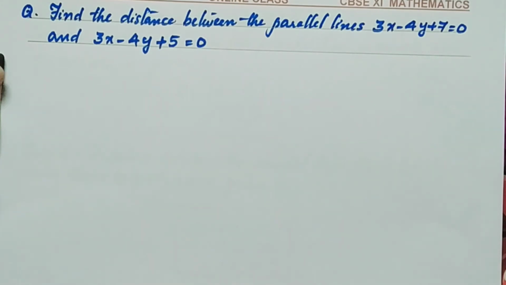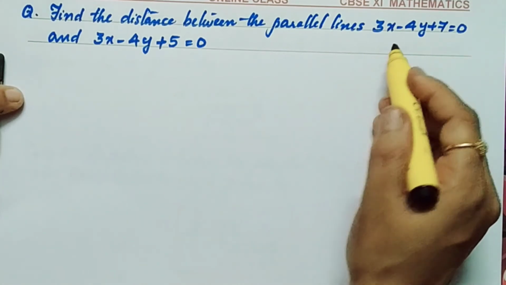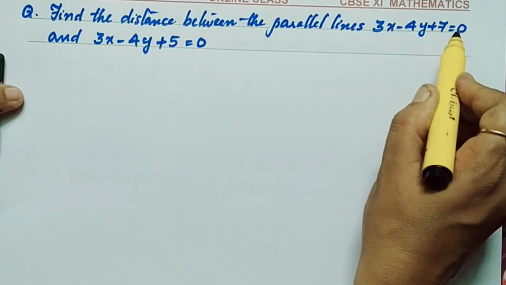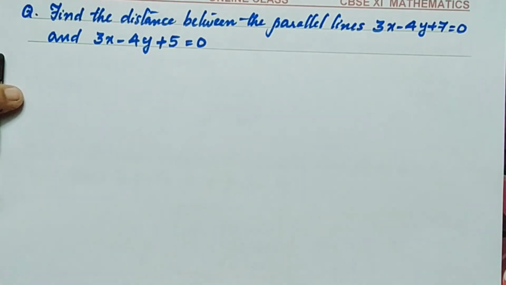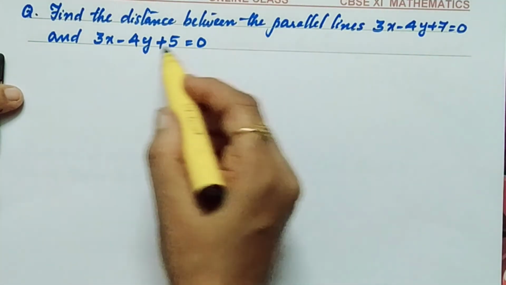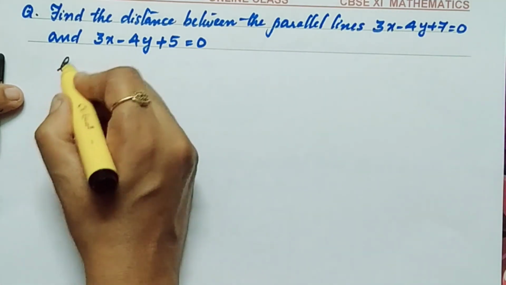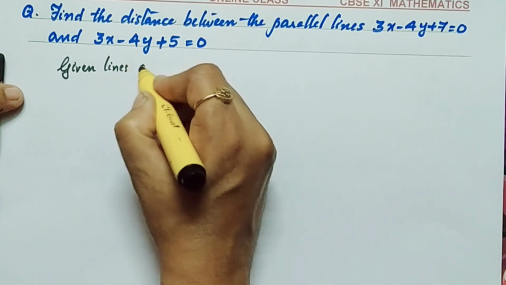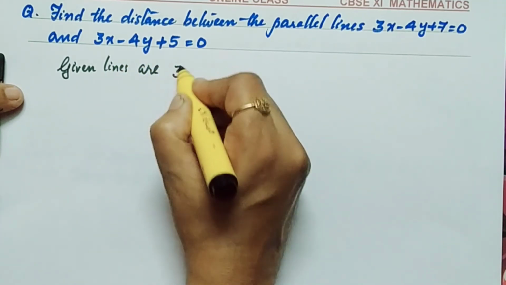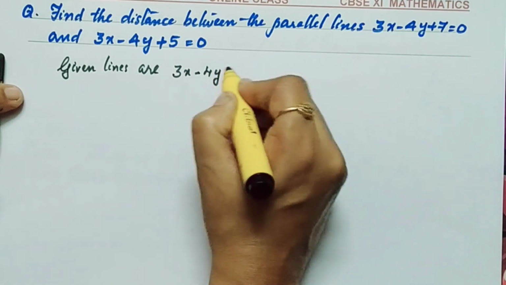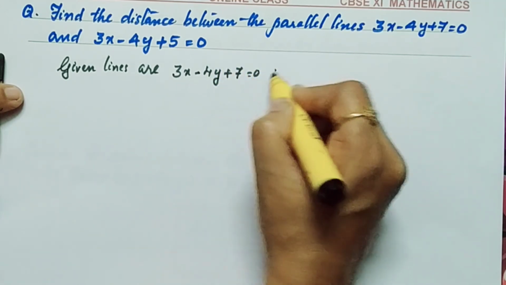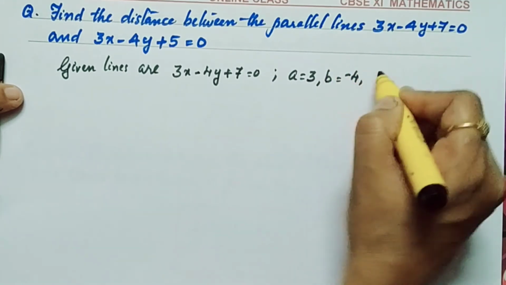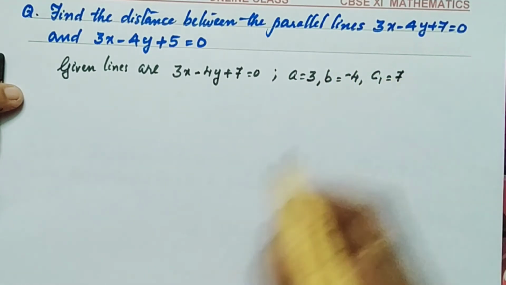Find the distance between the parallel lines. Here, the lines are given in the form ax plus by plus c1 equal to 0 and ax plus by plus c2 equal to 0. We need to find the distance between two parallel lines. Given lines are, first line is 3x minus 4y plus 7 equal to 0, where a equal to 3, b equal to minus 4, but c1 equal to 7.